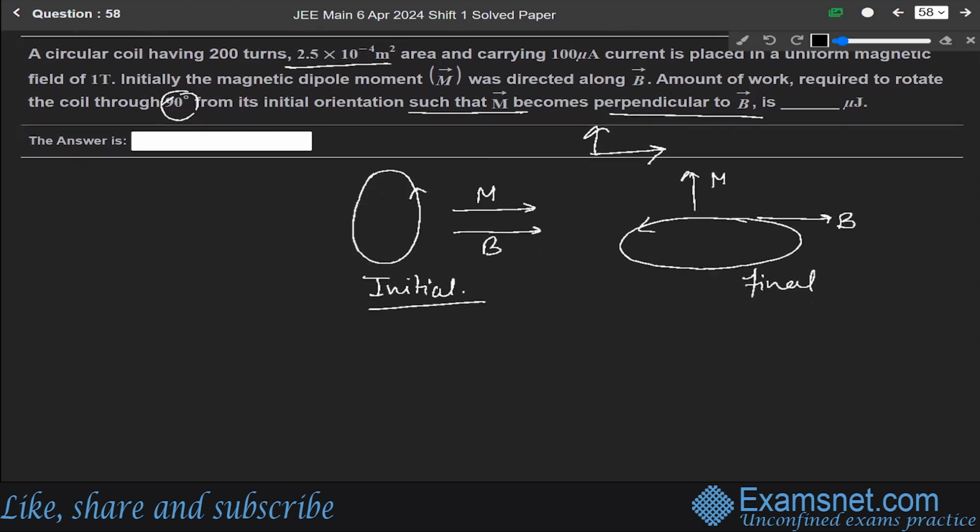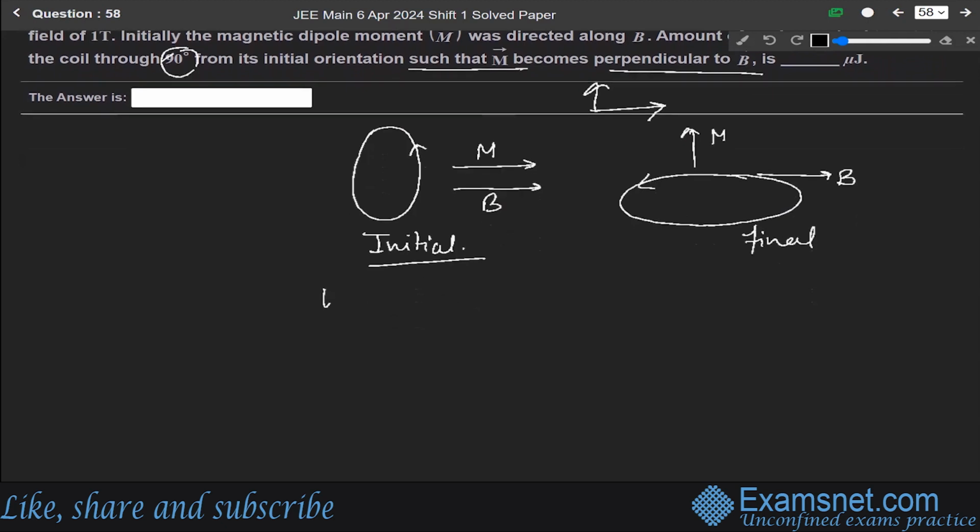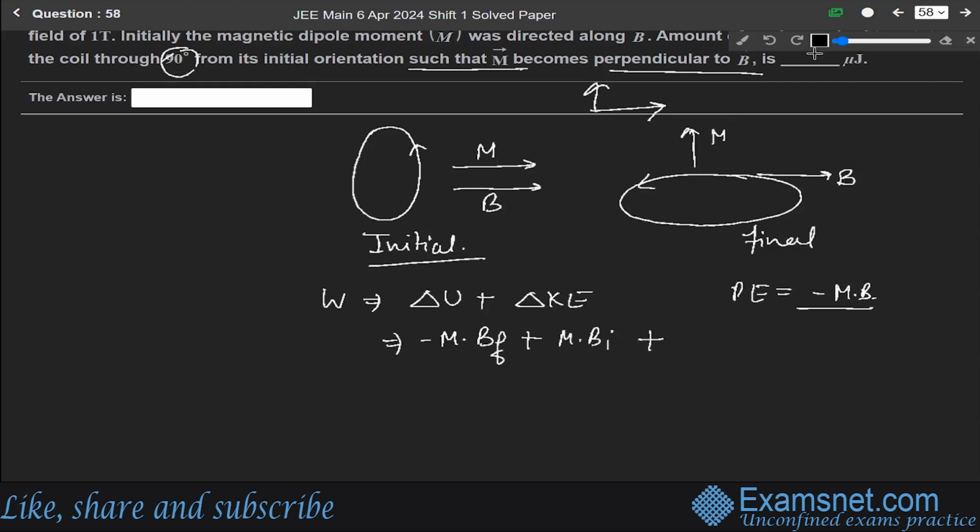So we have to find the amount of work. We know that work is equal to delta U plus the change in kinetic energy. And we know that potential energy is equal to minus of M dot B. So in terms of delta U, we can write minus M dot B final plus M dot B initial, since the magnetic field is the same initially and finally, plus the change in kinetic energy, which will be 0.